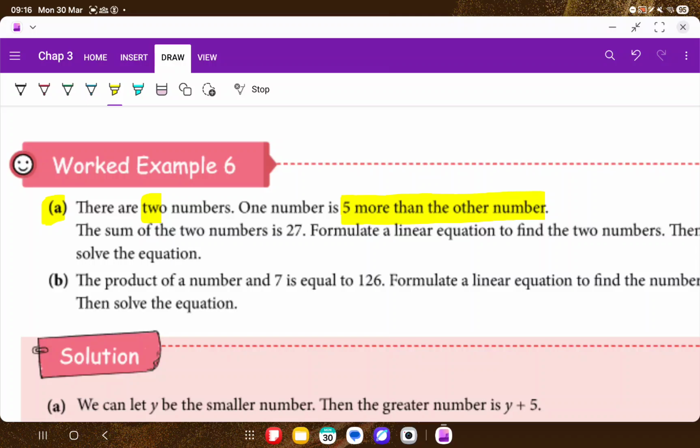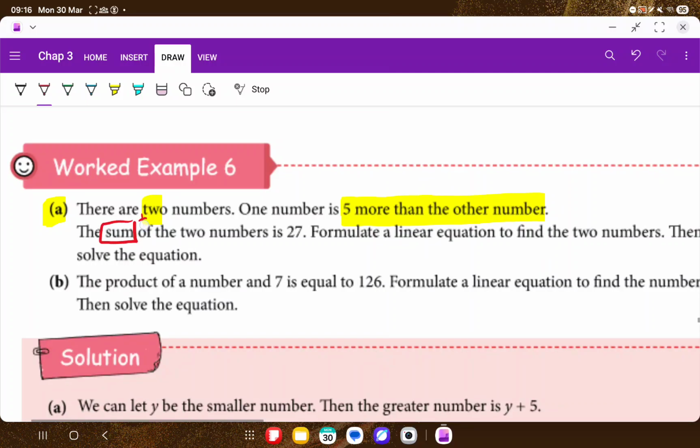Do I know the numbers? But if I know one of them, can I figure out the other one? One is 5 more than the other. One I don't know, the other one I know if I know the first one. Okay, first question. Sum. What does sum stand for? Plus or minus? Plus. Sum is plus. So the sum of the two numbers is 27. So if I add them up, I get 27. Am I correct? Yeah. That's what it says.